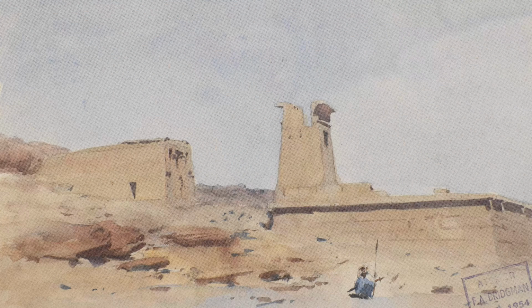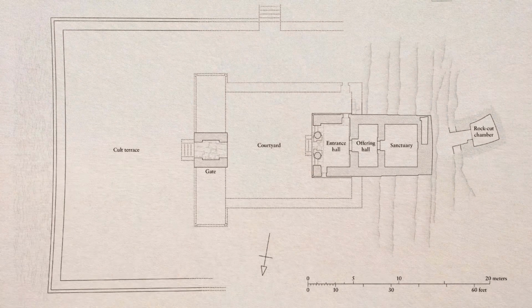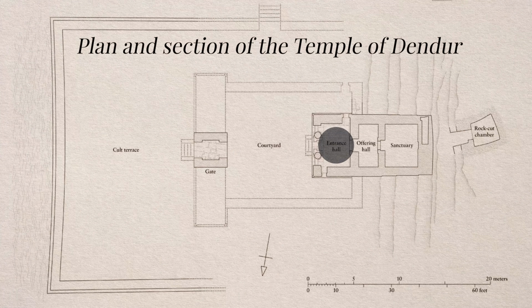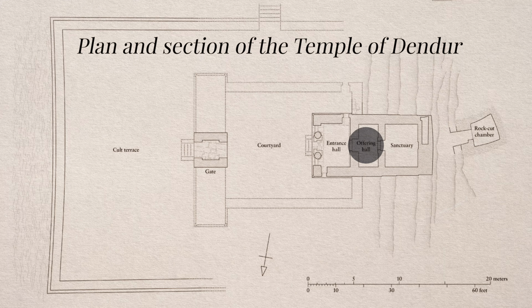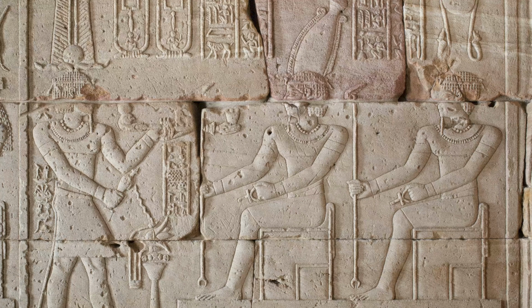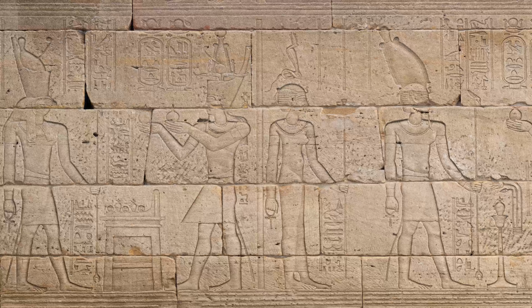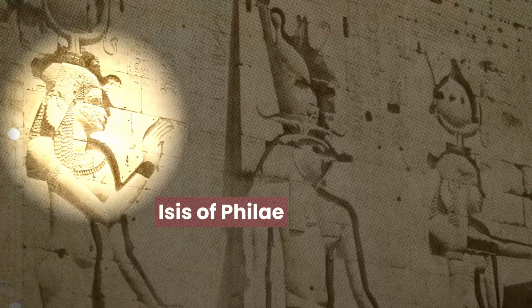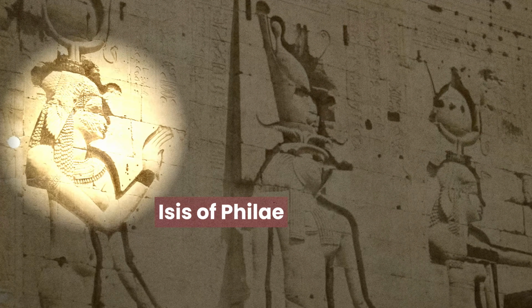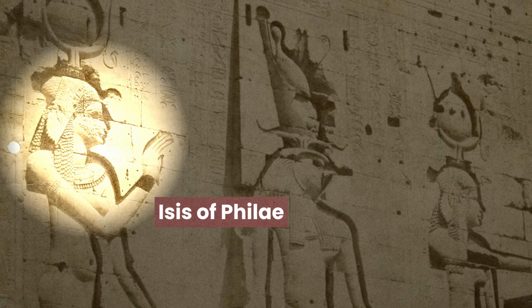One would walk through the gate, entering the courtyard. The temple itself contained an entrance hall called a pronaos. There were also two broad halls, one being an offering hall and the other a sanctuary. The interior and exterior of the temple were covered in carved reliefs and hieroglyphs related to the religious cult that took place within it. The goddess Isis of Philae, whose main temple was at the island of Philae to the north, featured prominently among other deities in the temple.